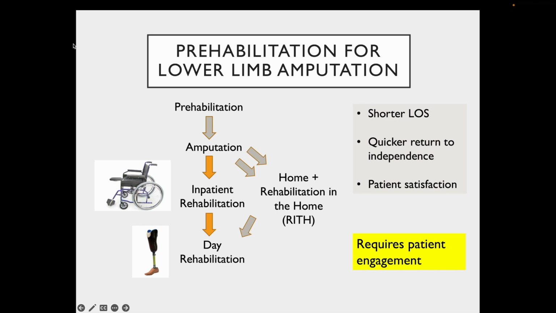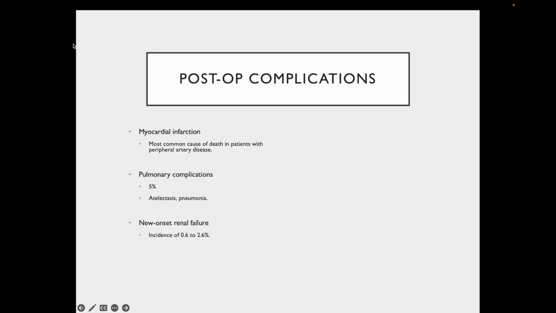If you are one of my colleagues watching this presentation, please always remember that if you are aware of a patient who is pending an amputation, who has not yet had prehabilitation, please get in touch with myself or your local rehab service. Post-op complications include myocardial infarct. It is the most common cause of death in our patients with peripheral vascular disease. There's also pulmonary complications where about 5% experience atelectasis or pneumonia, and there's also new onset renal failure with an incidence of 0.6 to 2.6%.